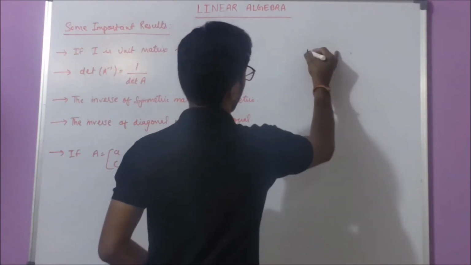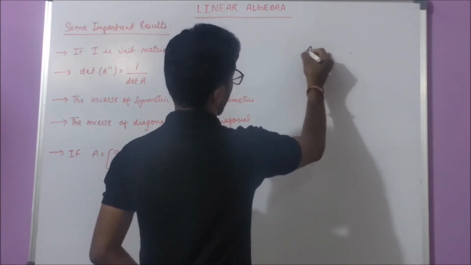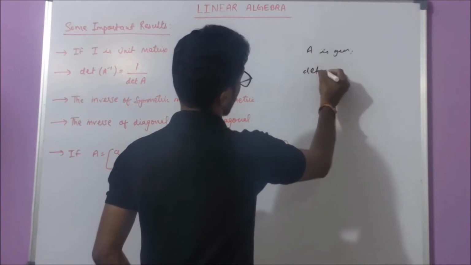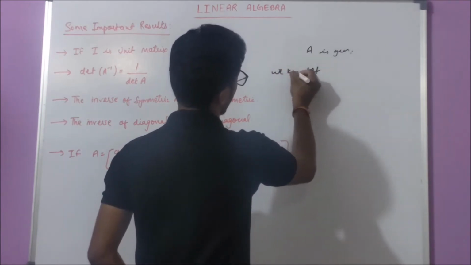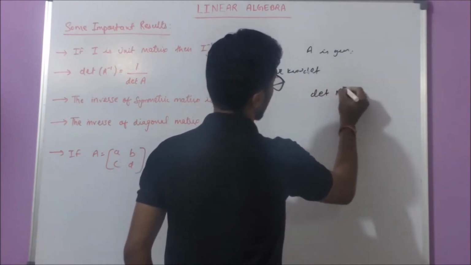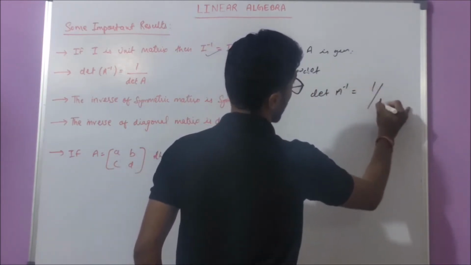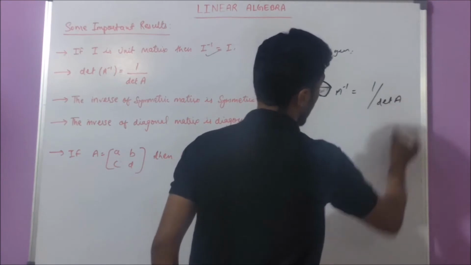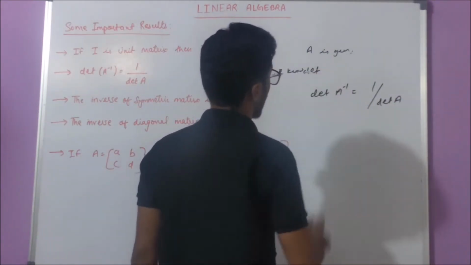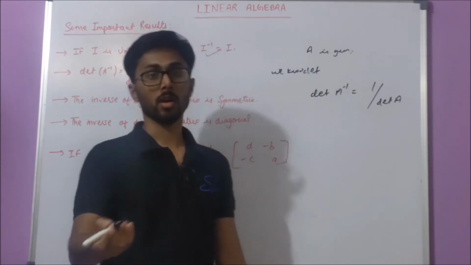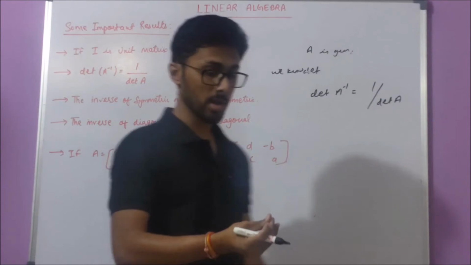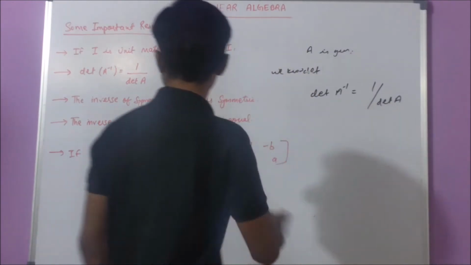So a matrix A is given, and we know its determinant, then the determinant of A inverse can be found as 1 upon determinant of A, or we can say directly the reciprocal of the determinant of the original matrix is the determinant of the inverse of the matrix A. So this is how we find the determinant of the inverse of a matrix.